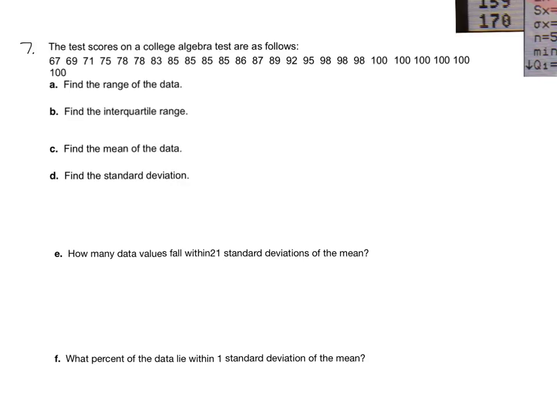Number 7. The test scores on a college algebra test are as follows. And here we have to find, for letters A through D, the range, the interquartile range, the mean of the data, and the standard deviation. Take a moment, pause the video, enter the data into your calculator, and I'll put the results of the one variable stat test up on the screen.